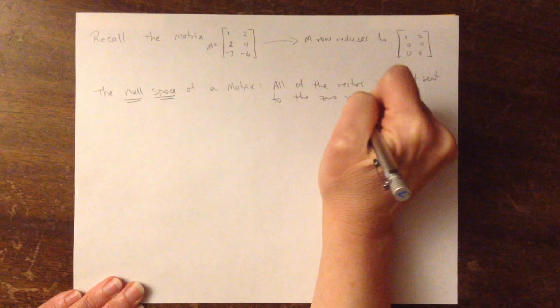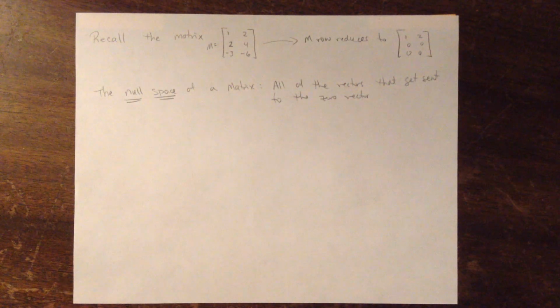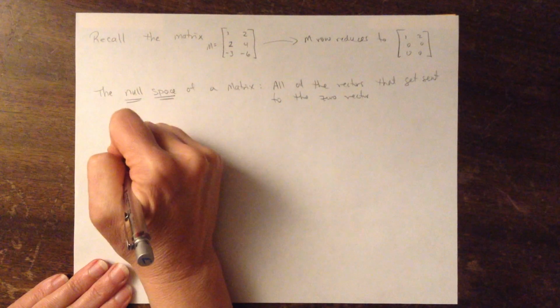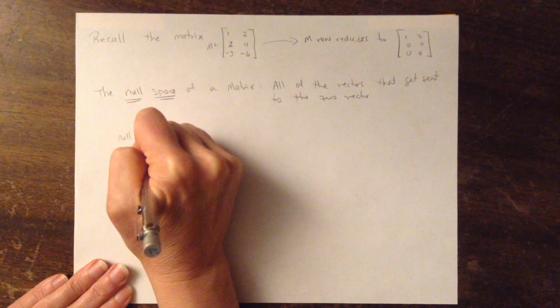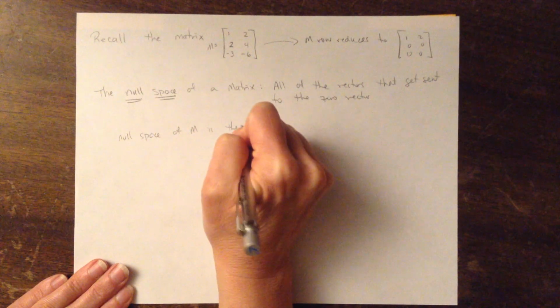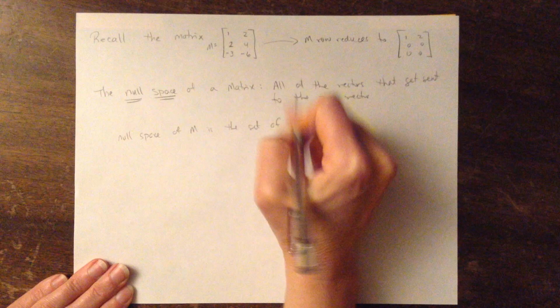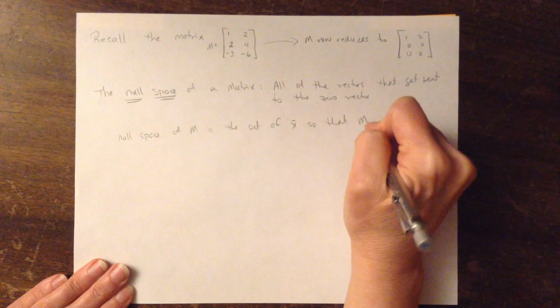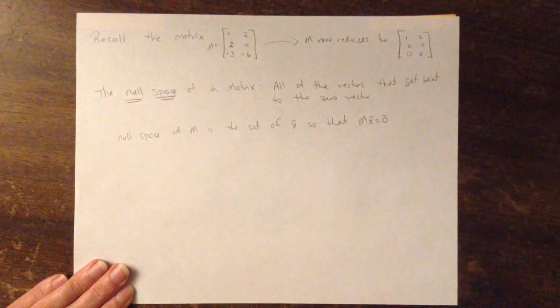And by sent to, I mean get multiplied to. So the null space of M is the set of vectors that look like X, so that M times X is equal to the zero vector.